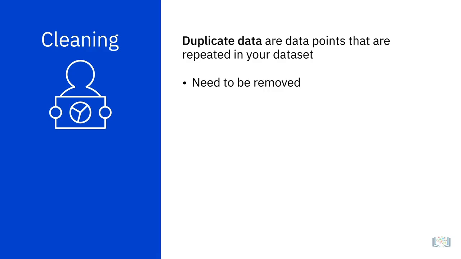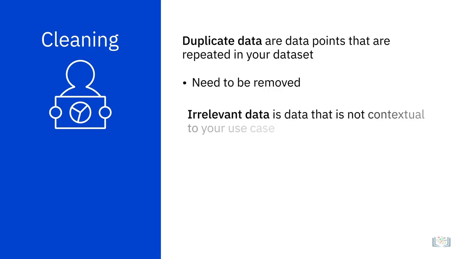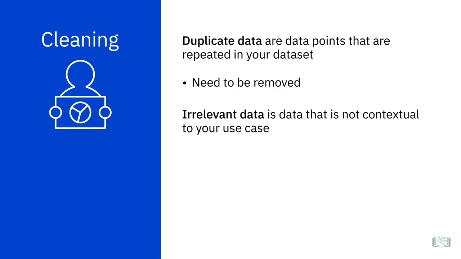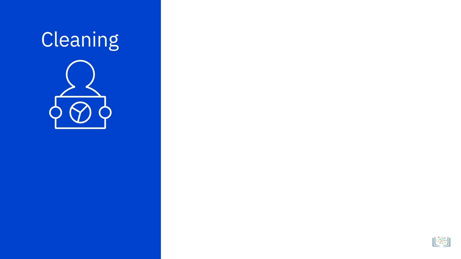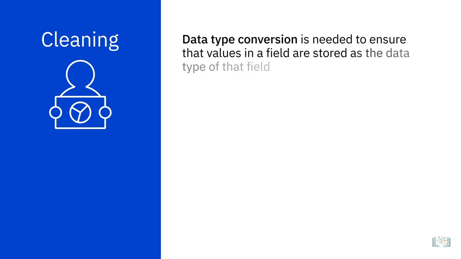Another type of issue you may encounter is that of irrelevant data. Data that does not fit within the context of your use case can be considered irrelevant data. For example, if you are analyzing data about the general health of a segment of the population, their contact numbers may not be relevant for you. Cleaning can involve data type conversion as well. This is needed to ensure that values in a field are stored as the data type of that field. For example, numbers stored as numerical data type, or date stored as a date data type.